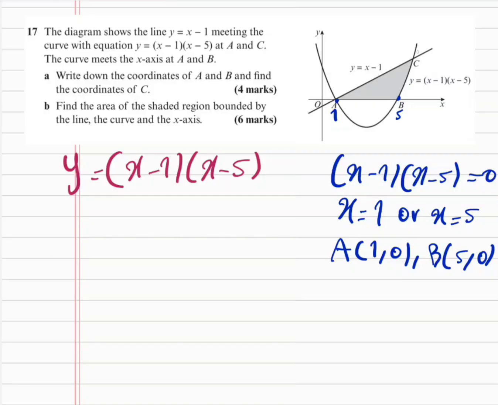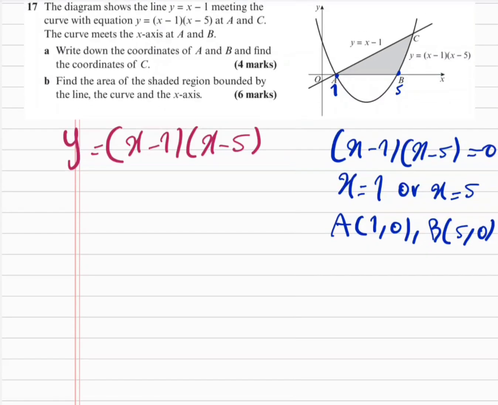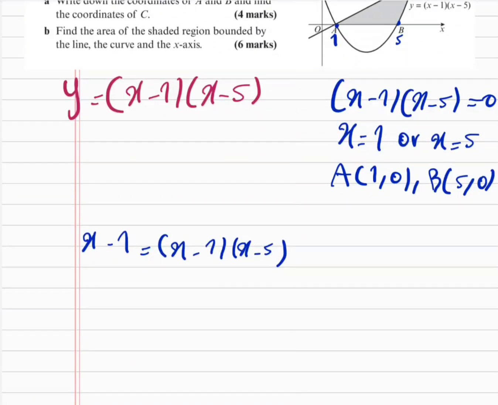Okay, now we also want to find the coordinates of C. So C is the point of intersection of the curve and the line. To find the coordinates of C, we need to solve an equation, and we just need to set the equation of the line equal to the equation of the curve. So we have x minus 1, which is the equation of the line, is equal to the equation of the curve. And now we just need to solve this quadratic to find the solutions. So we can write x minus 1 for now and expand the right hand side. So we get x squared minus 6x plus 5.